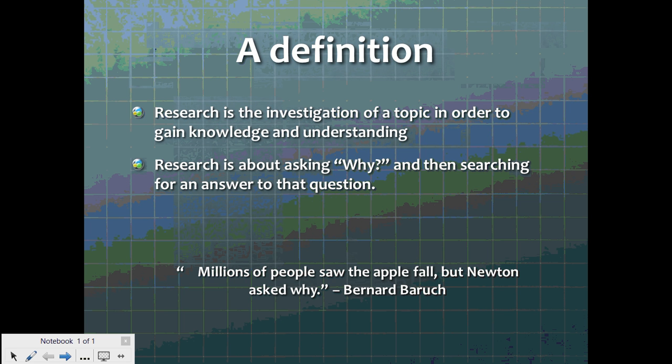A definition. Research is the investigation of a topic in order to gain knowledge and understanding. Research is about asking why and then searching for an answer to that question. Millions of people saw the apple fall, but Newton asked why. Bernard Baruch.